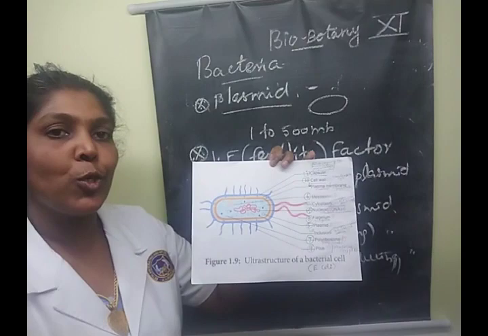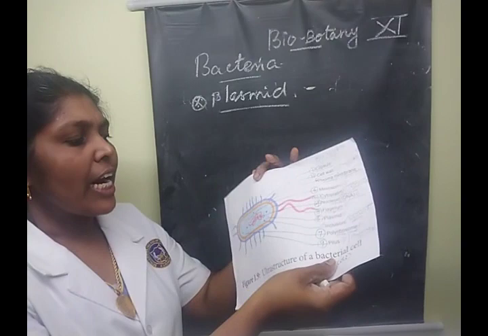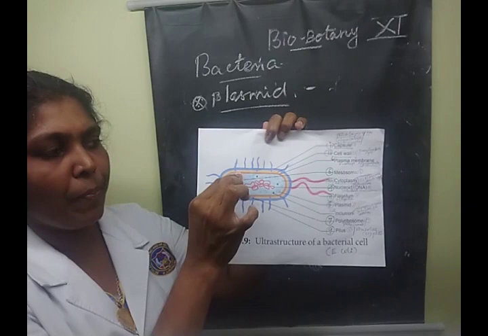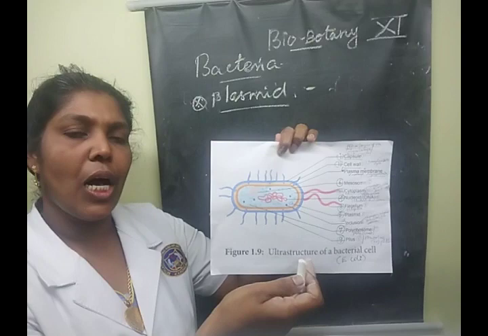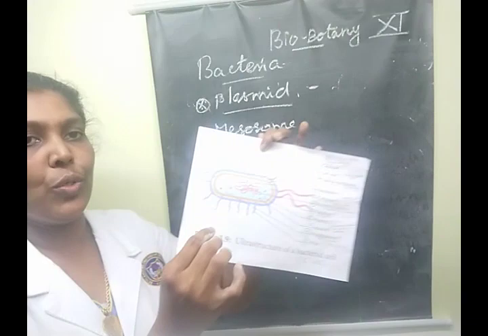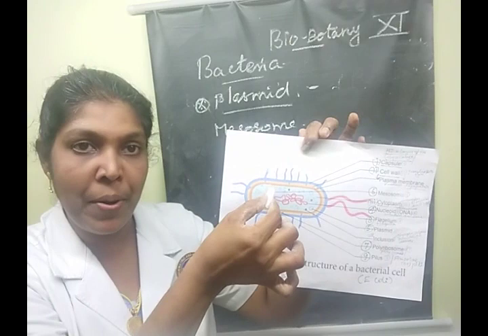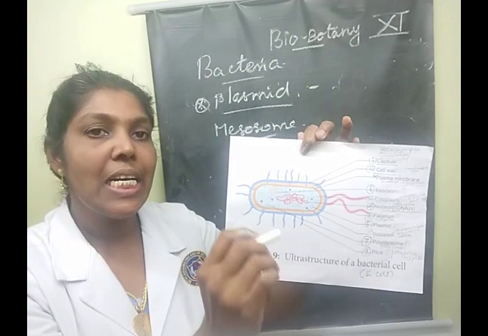Next part, we are moving to the mesosome. What are mesosomes? The mesosomes are infolding projections of the plasma membrane that form vesicles, tubules or lamellae-like structures. Understood, children? So the next one is the mesosome. What is a mesosome? The mesosomes are infolding projections produced from the plasma membrane of the cell, forming vesicles, tubules and lamellae.